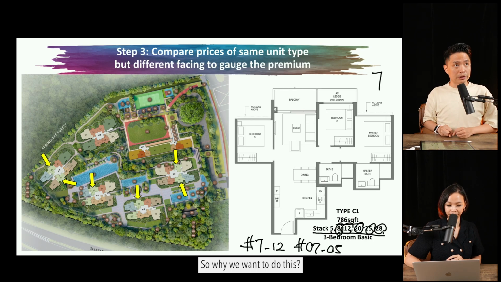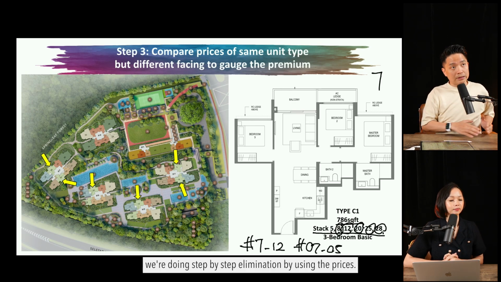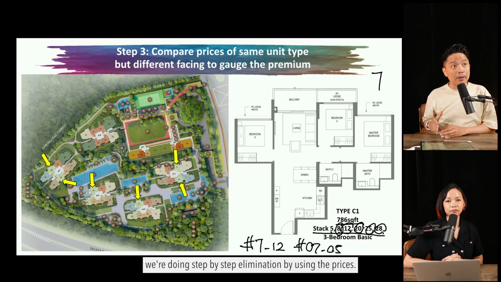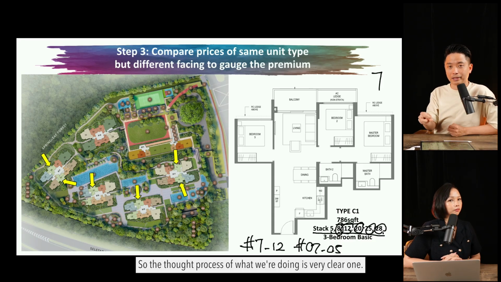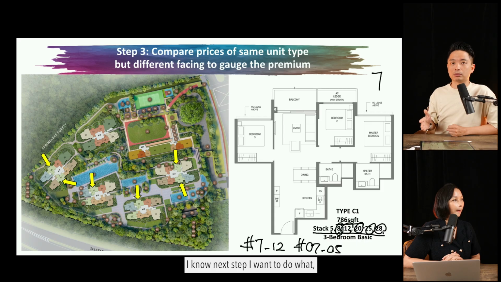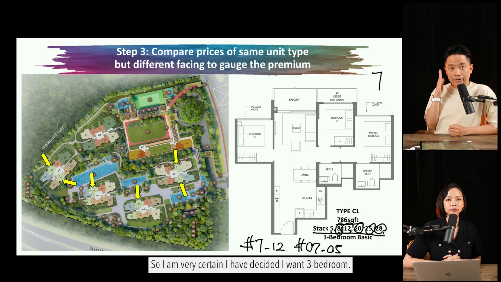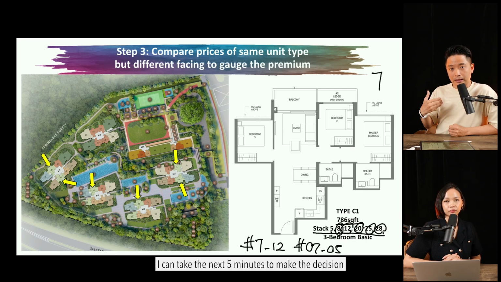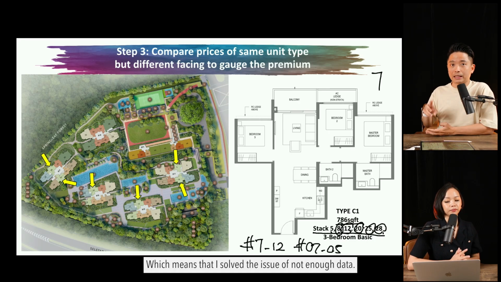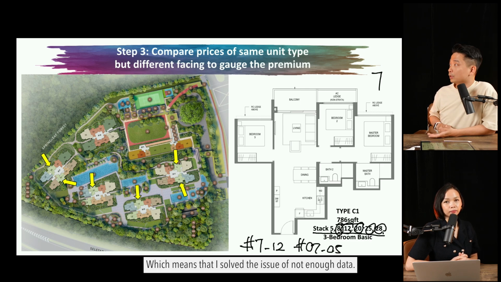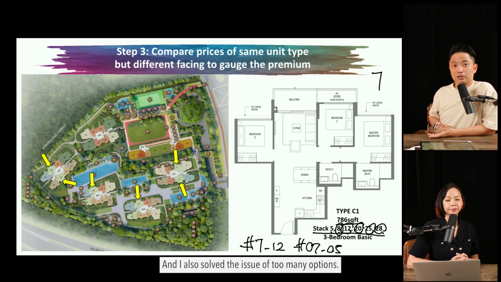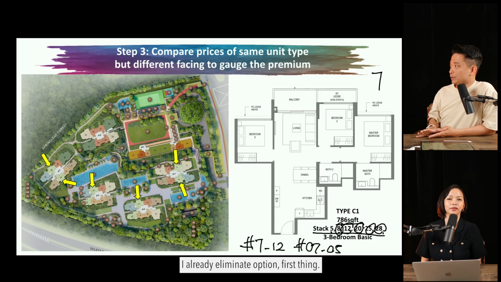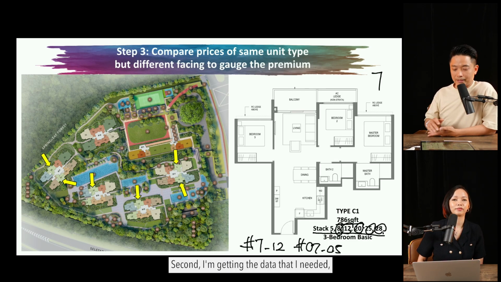So why do we want to do this? Because with this, we are doing step-by-step elimination by using the prices. So the thought process of what we are doing is very clear. I know what I want to do in the next step. I am very certain I have decided I want 3 bedroom. With this step, I will have the full price of the 3 bedroom within my calculation. Then from there, I can take the next 5 minutes to make the decision where I want to go. Which means I solved the issue of not enough data, and I also solved the issue of too many options. Because I already eliminated options first, and second, I'm getting the data that I need within the time limit.